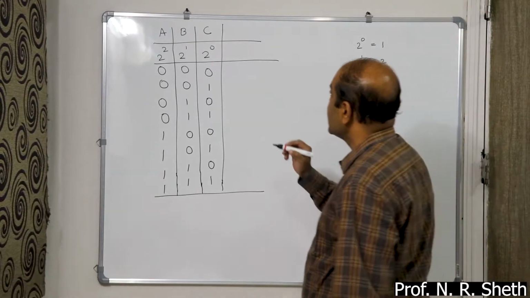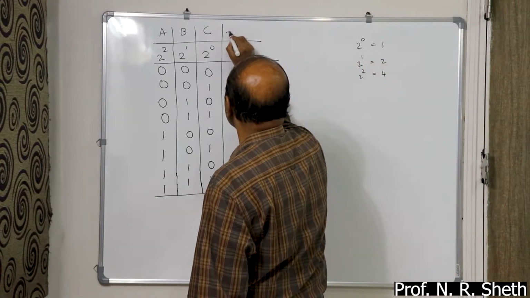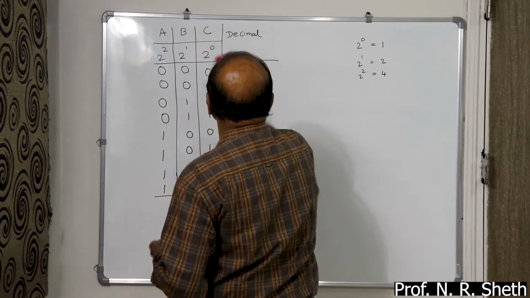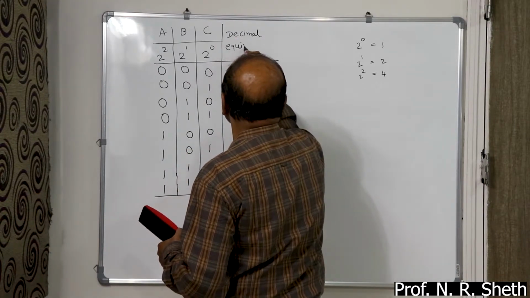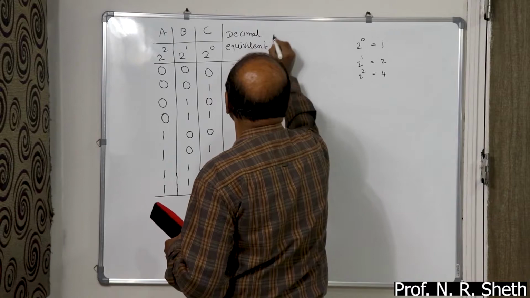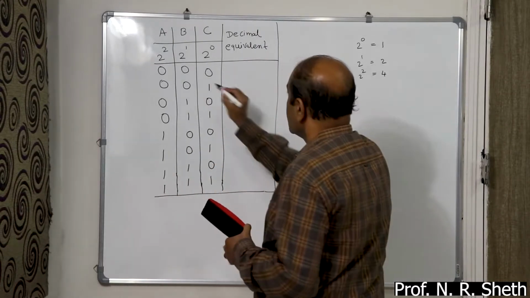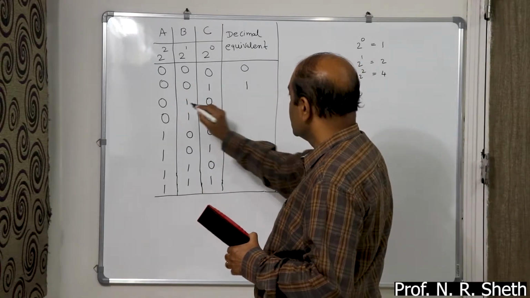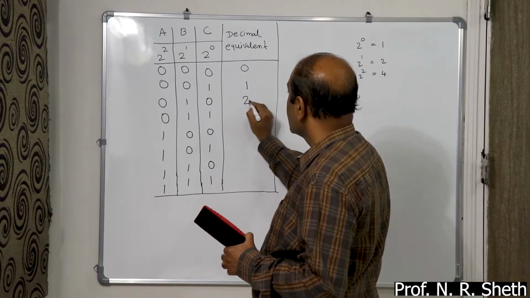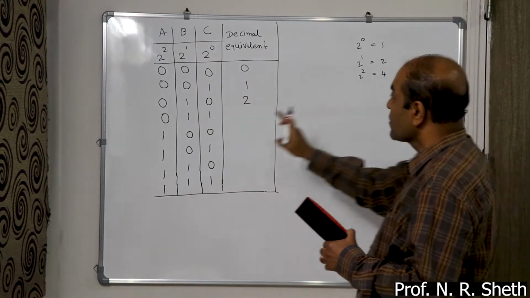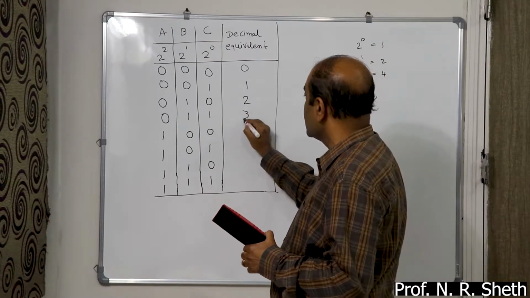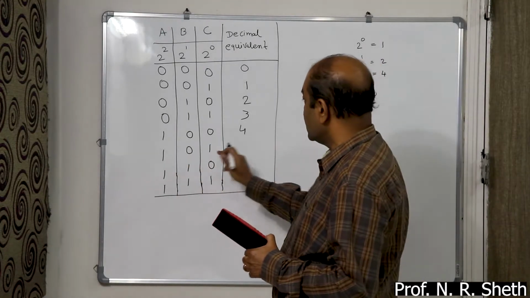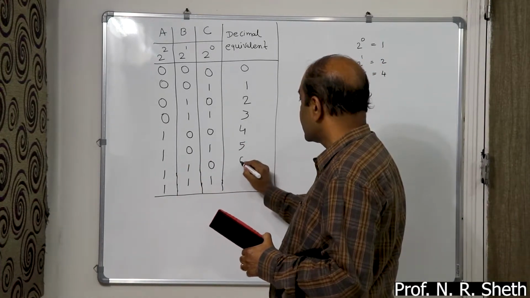Now its decimal equivalent. 0 0 0 is 0. 0 0 1 is 1. This number is 2, because 2 raised to 1 is 2. 2 plus 1 is 3. 4, because 2 raised to 2 is 4. 4 plus 1 is 5. Then 6 and 7.